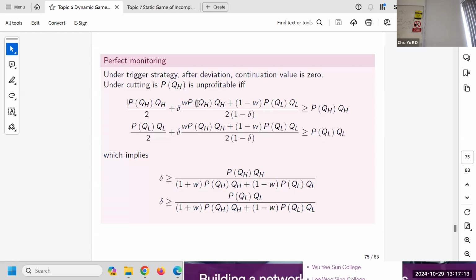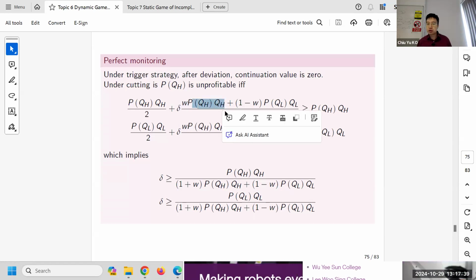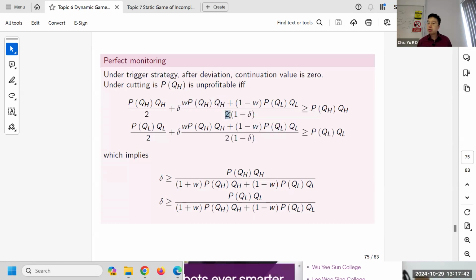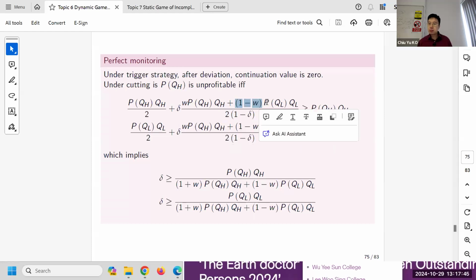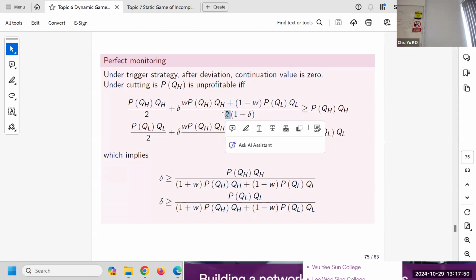If you deviate, you get the whole market for one period, and for the rest it will be zero. But if you follow through, what do you get? Under probability W, it's a good time in the next period, and you get half of it. If it's a bad time, you split this. And this will be done forever. Is that clear? Let me repeat.